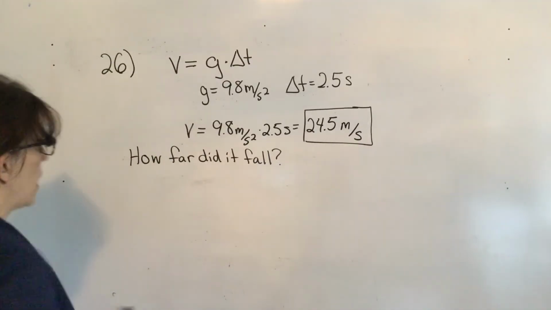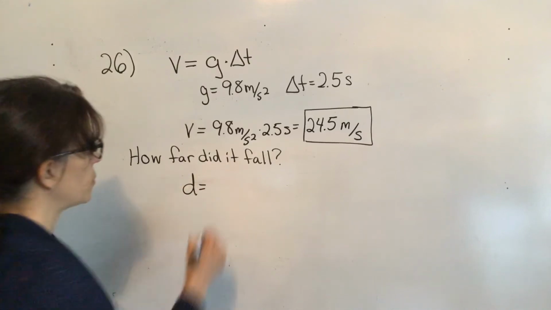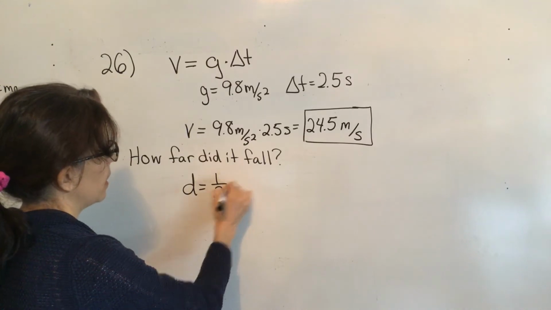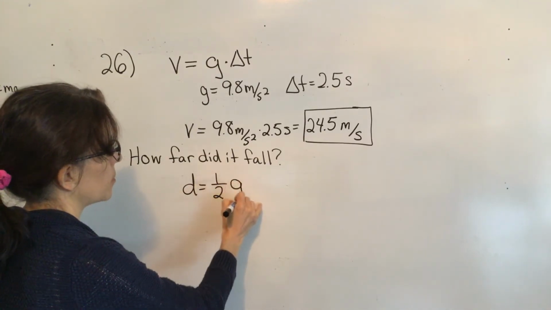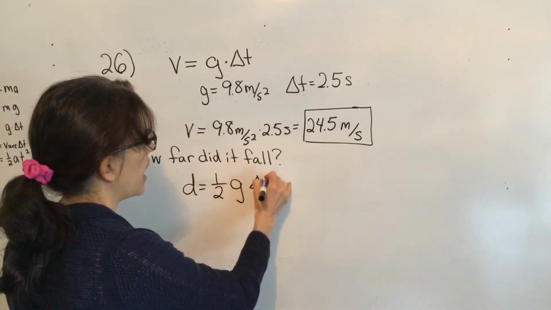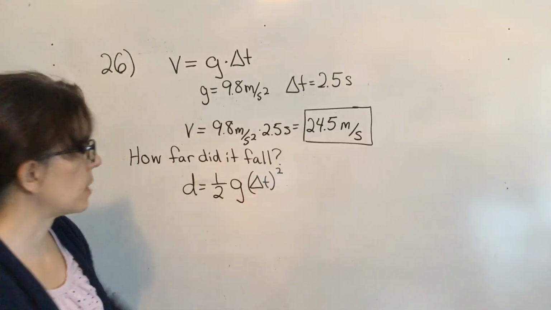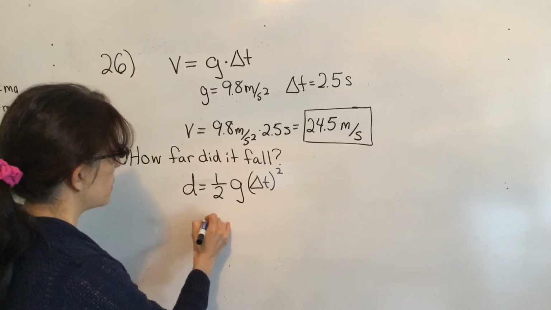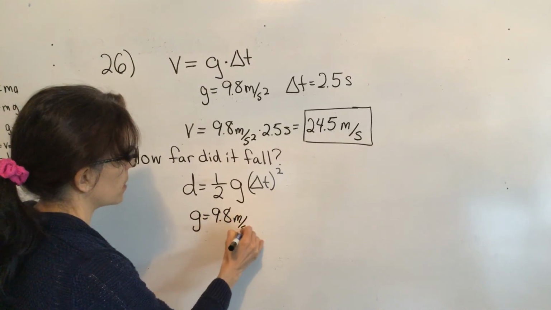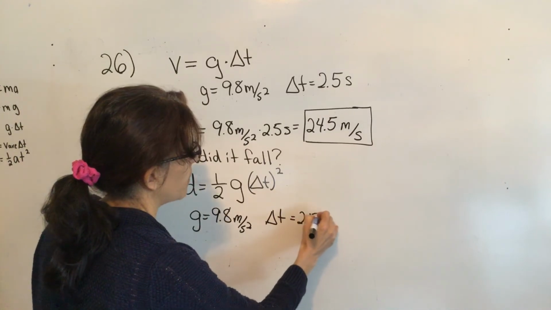Okay, we're going to put a formula here. The distance that it falls is equal to 1/2 times the acceleration of gravity. So I'm just going to put g because that's the acceleration we're using, times the time squared. All right, and you'll find that in your reading. You'll see a graph with that. So let's put this down. g equals 9.8 meters per second squared. Change in time is still 2.5 seconds.